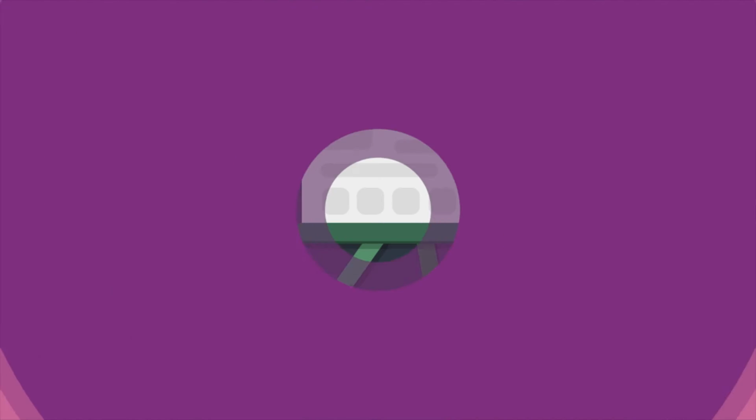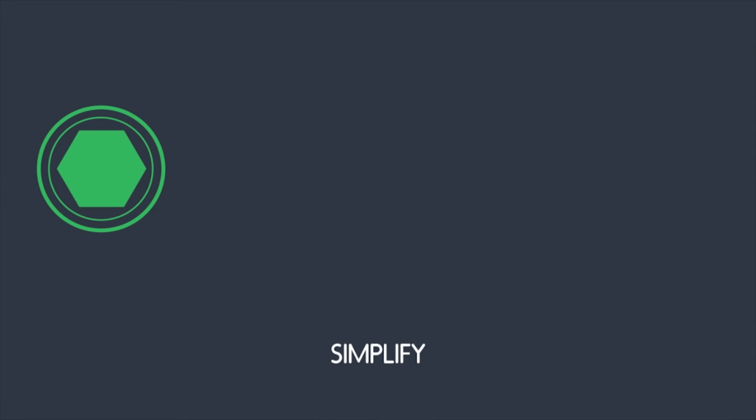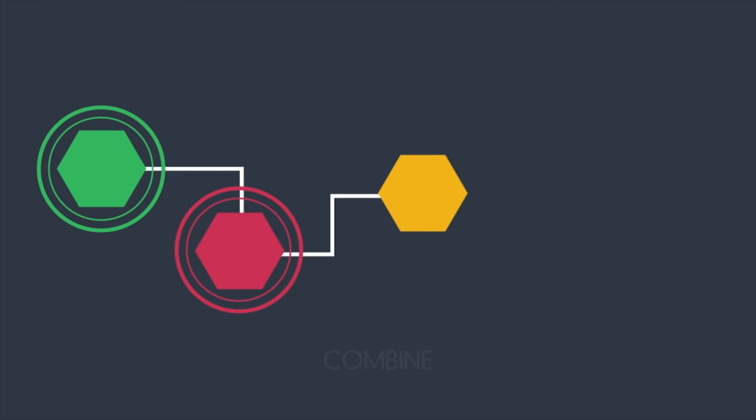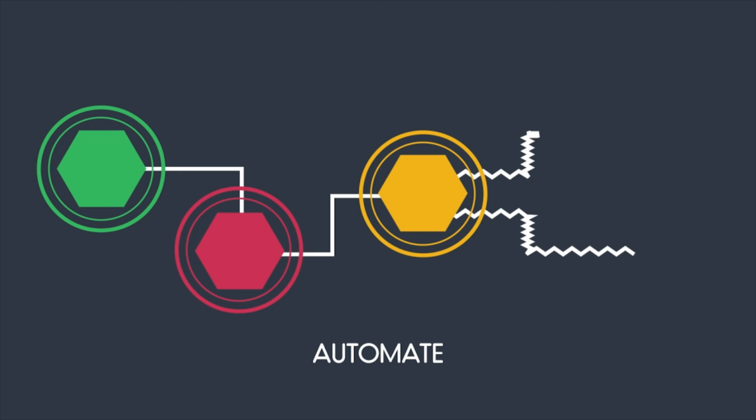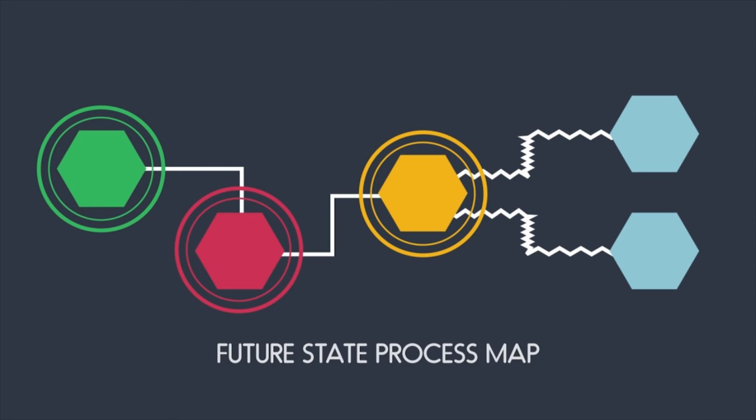And when you finally get to charting out the to-be processes, feel free to get creative. Typically, simplifying a process is outlined in green, eliminating a process in red, combining a process is outlined in amber, automating a process with a zigzag line, and finally, relocating a process is outlined in blue. This is called the Future State Process Map, and we shall cover this in more detail in our course on process maps.